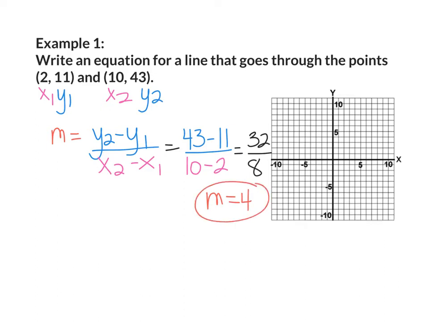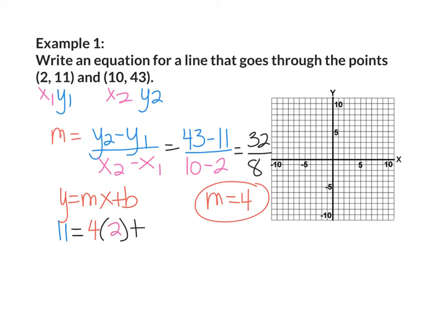Now we're going to find the y-intercept. But first, I need to write down the equation for slope-intercept form, which is y equals mx plus b. So m is my slope and b is the y-intercept. I'm going to use the point 2 comma 11. So I'm going to plug that into the equation. So y is 11, m is 4, because we already solved for it, and then x is 2.